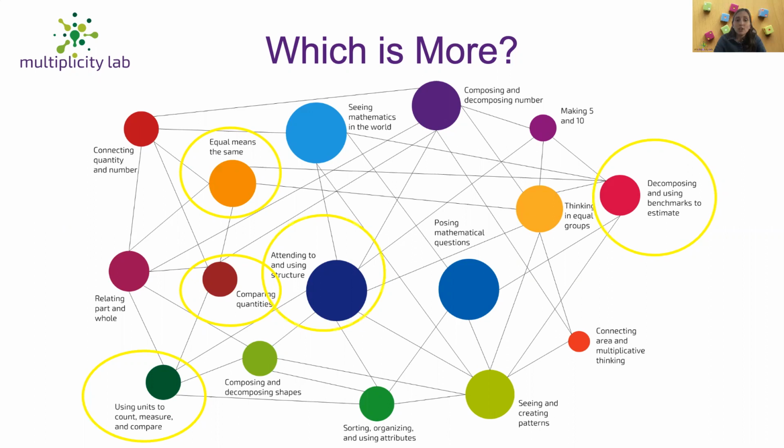Students might use the structure of the image or the units being compared to help them draw conclusions about which is more, a key mathematical practice. And that structure could support students in accessing other big ideas, like thinking in equal groups or relating part and whole. Let's look at a few examples and consider where they could take you.